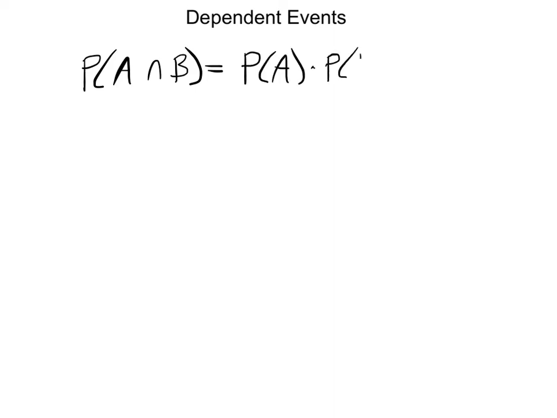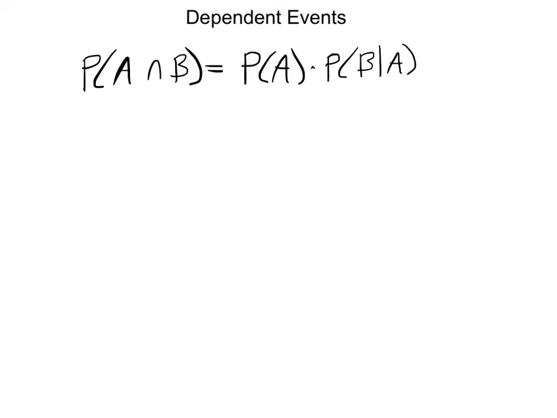Alright, so this lesson is now about dependent events. We had independent events in the last one, and we have dependent events in this one. Before I go anywhere, I want to start with a formula. We already know that the probability of A intersect B is equal to the probability of A times the probability of B given that A has happened. And this is our dependent events formula.